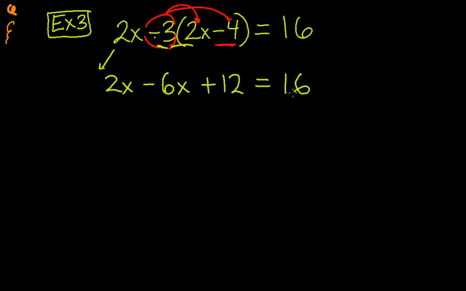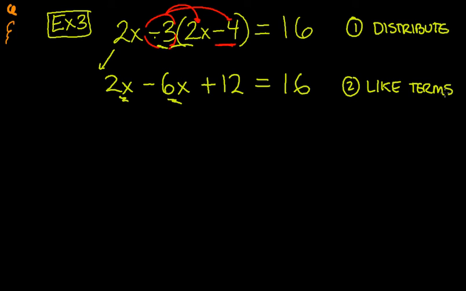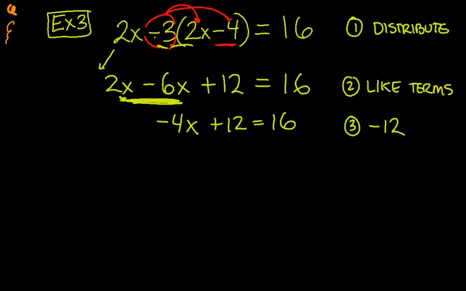All right, much like the last problem, I see some like terms here. I'm going to combine those together. So distributed first, we did some like terms we're going to do right now. So the 2x minus 6x, that would give me negative 4x. Plus 12 makes 16. And now we can solve just like before. I'm going to subtract 12 on both sides. Let's go back to colors.